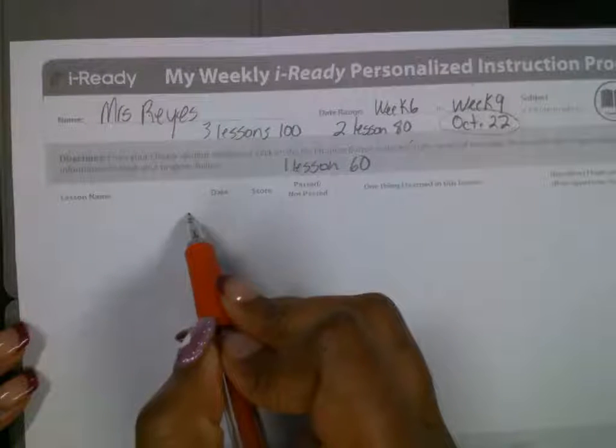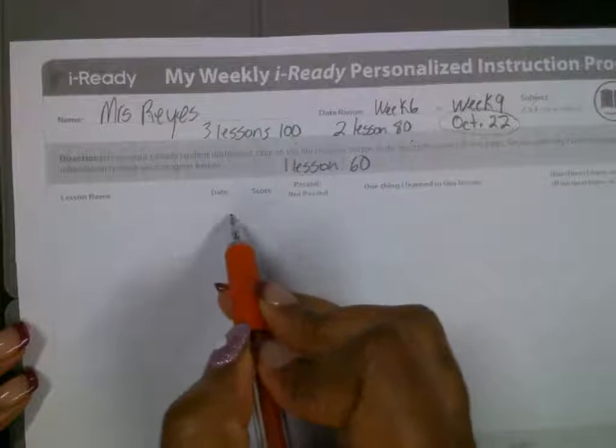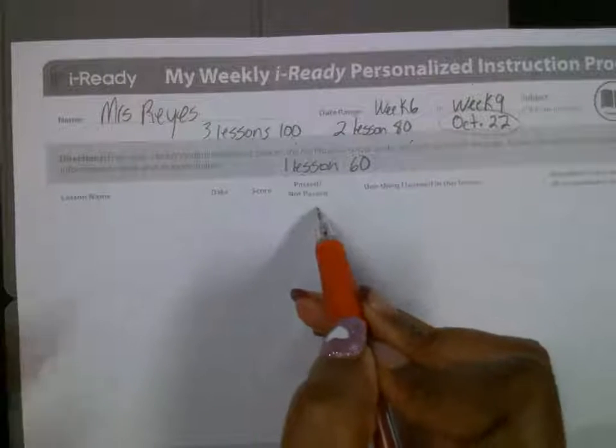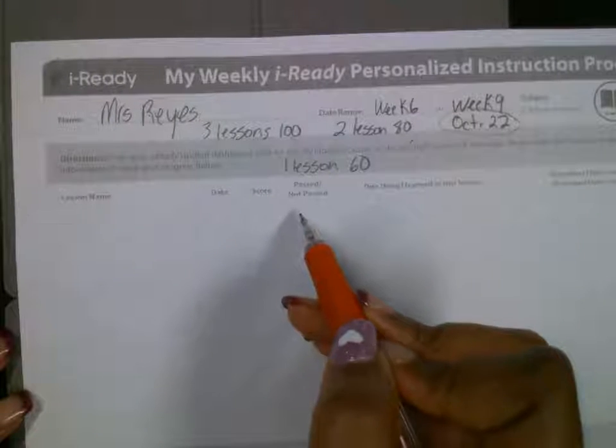Make sure you put the title of the lesson here, the date, whatever score I already gave you, and whether or not it tells you it's passed. And then one thing that you learned about the lesson. The last column is optional, because you might not have any questions. Any questions about this part? I'm going to show you on Canvas where to find this.